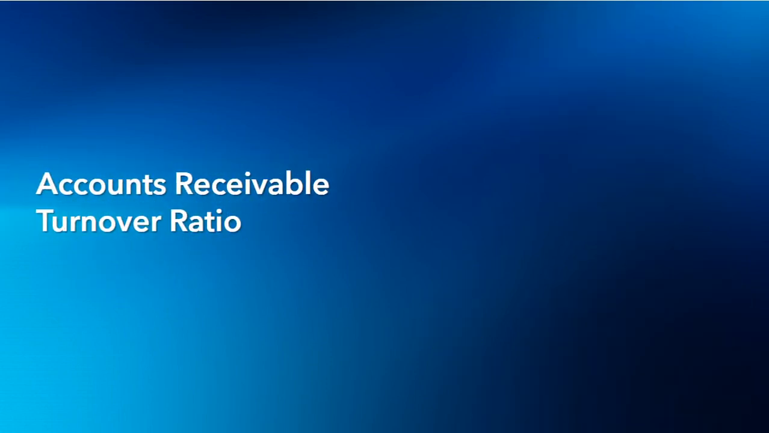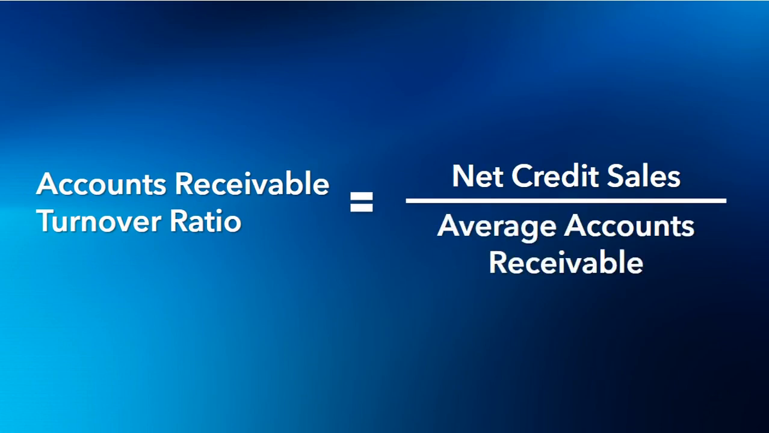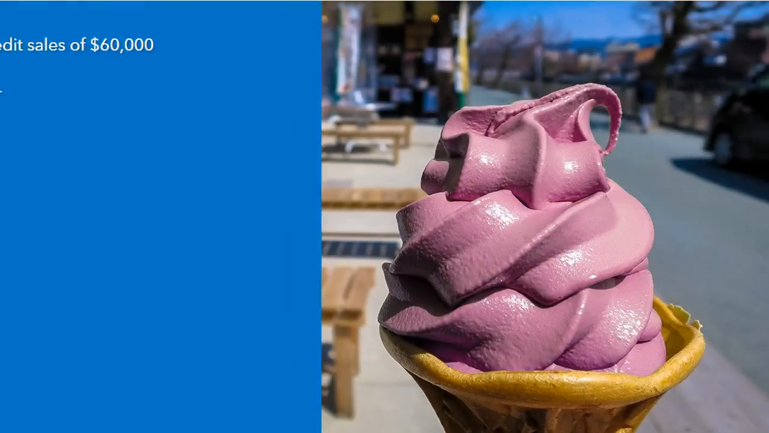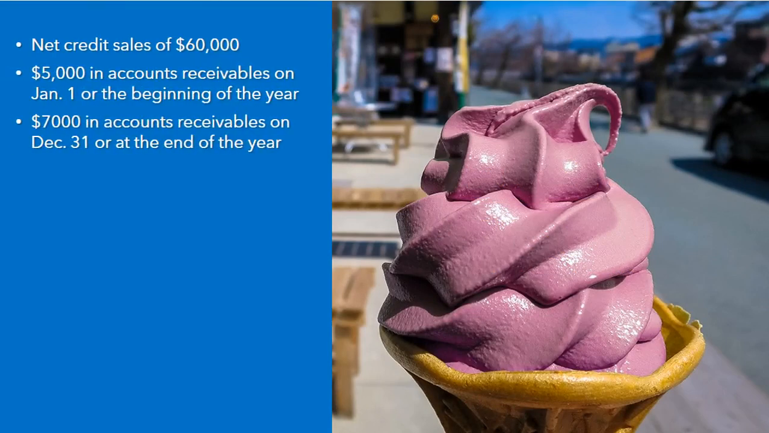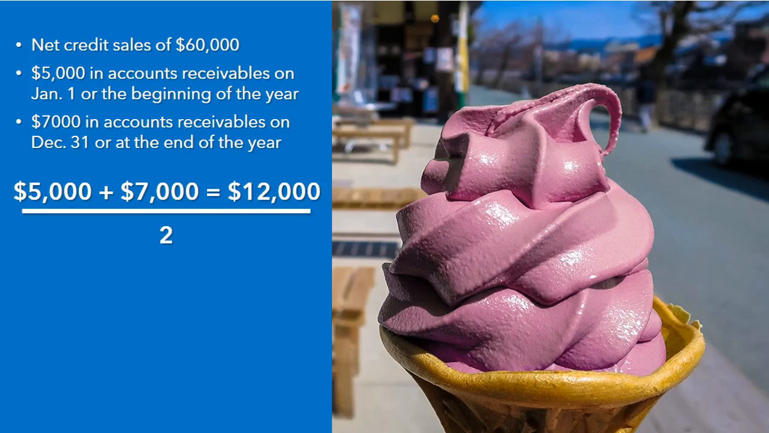To calculate this ratio, you add the value of accounts receivable at the beginning of the specified period to the value at the end of the period. Then divide the sum by 2. For example, Yolanda's Yogurt had the following financial result for the year. If we want to calculate the AR turnover ratio, we add the two accounts receivable amounts and divide by 2 to get the average AR amount.